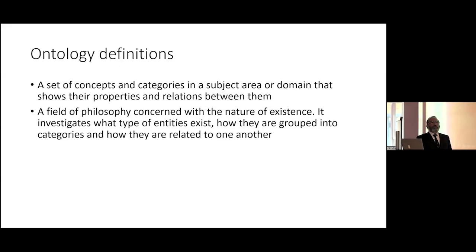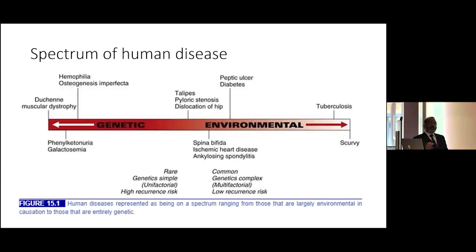So we've gone through the definitions of ontology. It's a set of concepts and categories in a subject area that shows their properties and relations between them. Now, thinking of the spectrum of human disease, only a small proportion of human disease is due to single gene causes. At one end of the spectrum, you can see Duchenne muscular dystrophy, hemophilia, phenylketonuria, thalassemia. But the vast majority of human disease either falls into the multifactorial or environmental spectrum. So when we talk about the various diagnostic tools that we are using, we're talking mainly about single gene disorders.